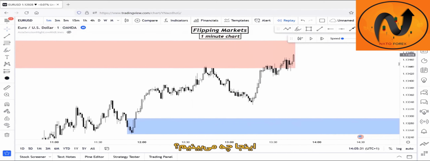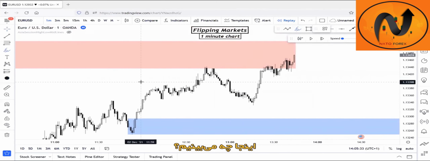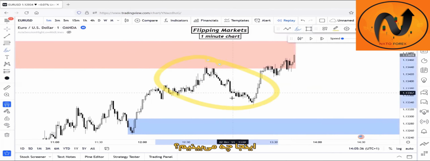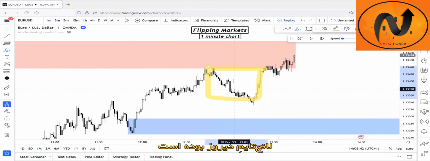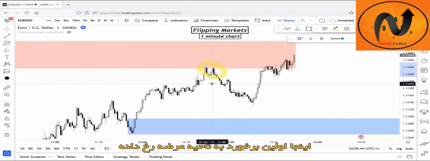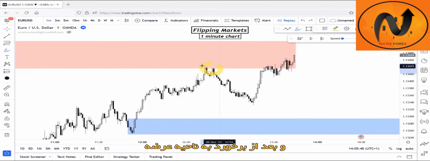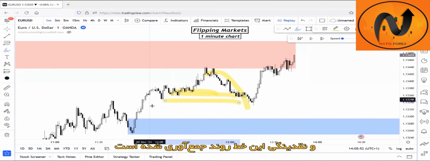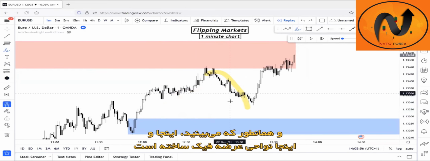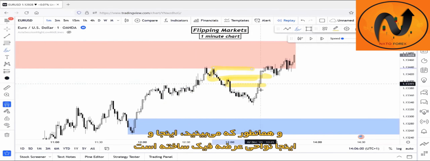So, what can we see here? Actually, this movement happened in lunchtime, yesterday in lunchtime. So we had the first tap of the 15-minute supply zone. And after the tap of the supply zone, lunchtime changed character here, here, here, here, swept that liquidity trend line from here, and created fake order blocks, fake supply zones here and here, as you can see.